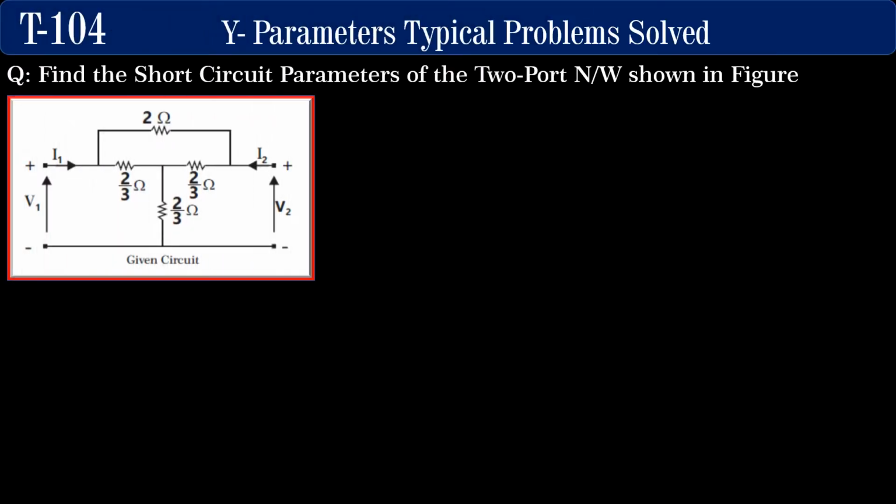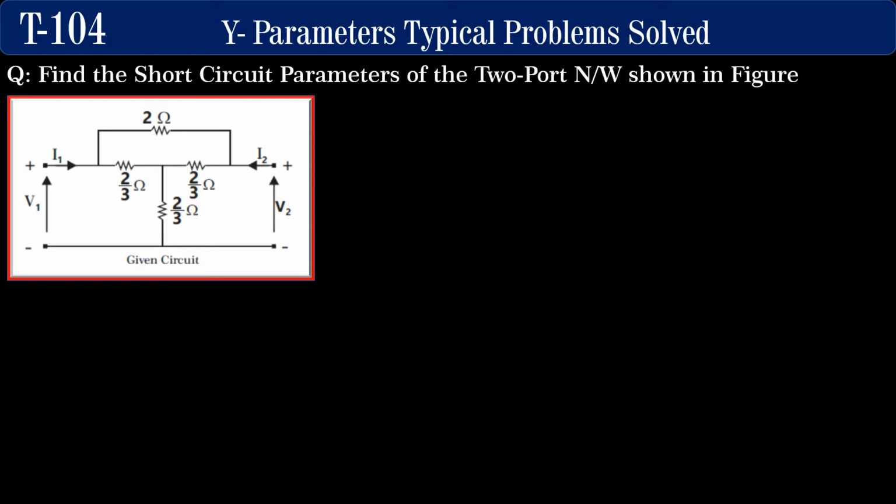Friends, we shall solve this typical problem to find the short circuit parameters of the two-port network shown in figure. And you know, short circuit parameters mean Y parameters. But before we start solving for the parameters, let us examine the given network for its property of symmetry and reciprocity. And you know, the given network is reciprocal because it contains only passive elements and that is simple.